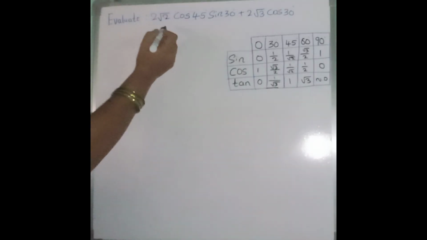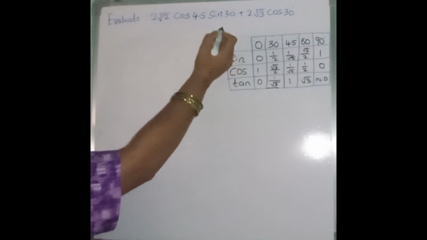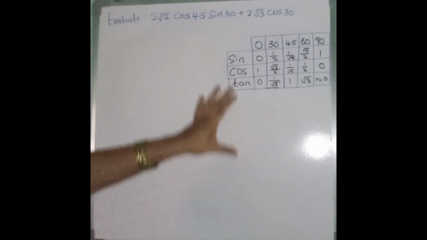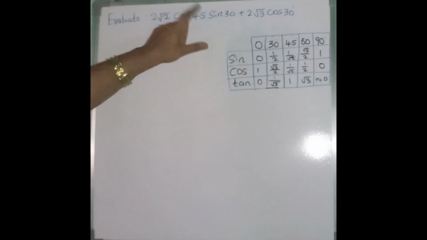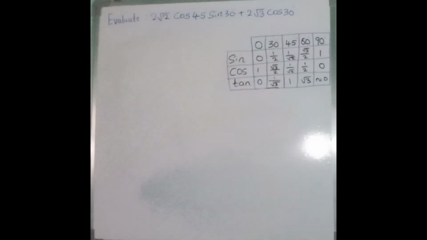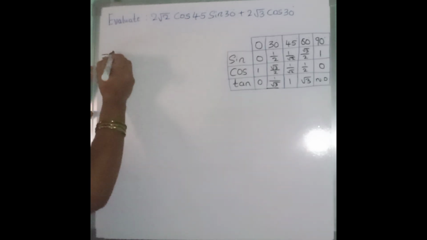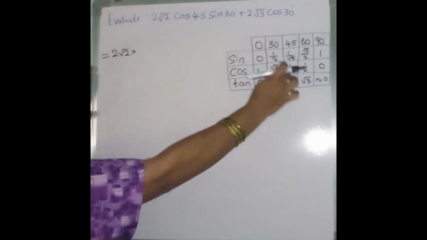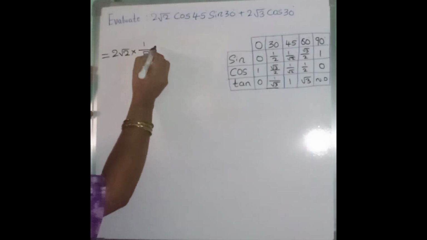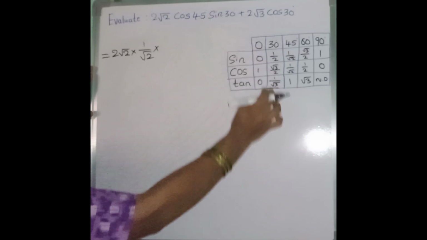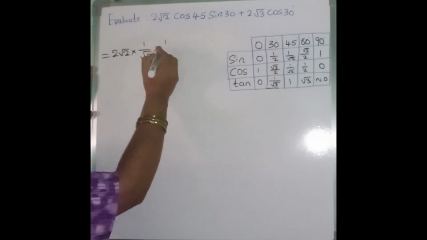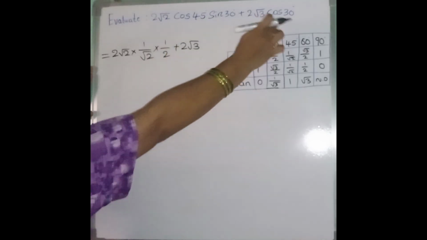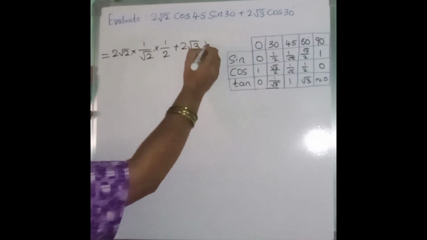Next question. 2 root 2 cos 45 degree sin 30 degree plus 2 root 3 cos 30 degree. If you solve this kind of question, you need to know this chart. The value of cos 45 degree is 1 by root 2. First write 2 root 2 into cos 45 degree, which is 1 by root 2, into sin 30 degree, the value of sin 30 degree is 1 by 2, plus 2 root 3 into cos 30 degree, the value of cos 30 degree is root 3 by 2.